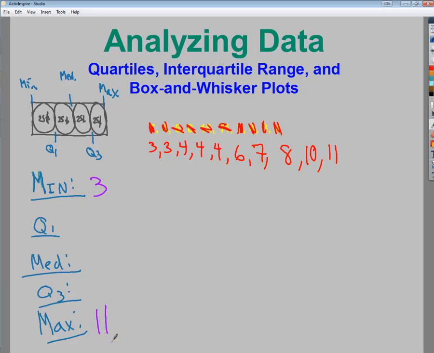Now my median is what I'd look for next. These cancel. So I'm looking somewhere between 6 and 4. To get my median value, I'll do 4 plus 6 divided by 2. So my median value will just be 5. So here's my median right here.